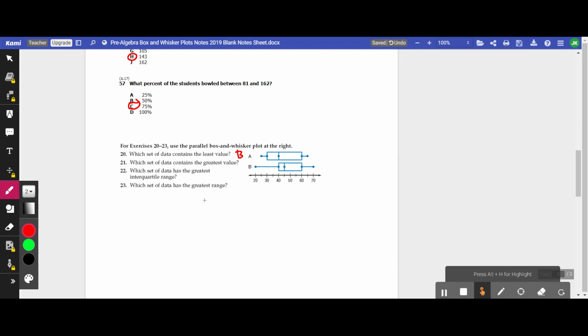And then for the next question, it asks which set of data contains the greatest value. So you can look at your upper extreme. For A, you can look down at the number line. This is at 65 for A, and then it's 70 for B. So B will have the greatest value because 70 would be greater than 65.